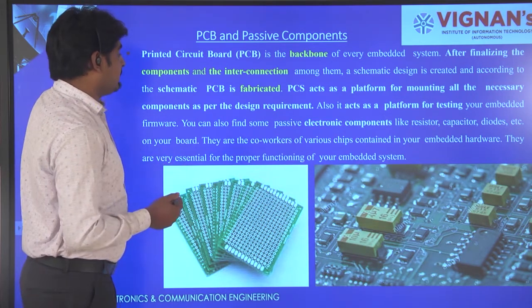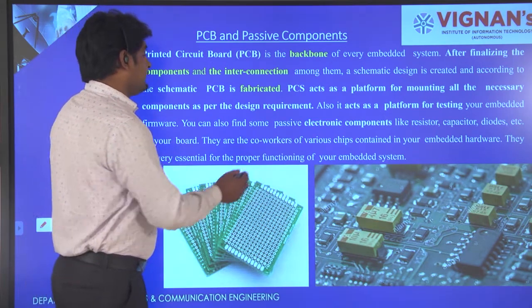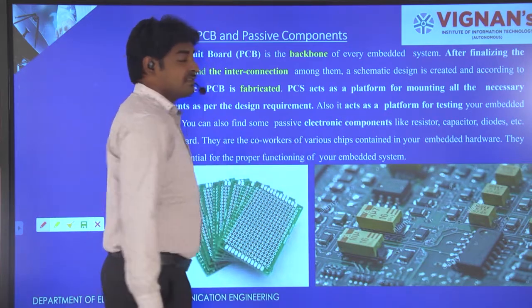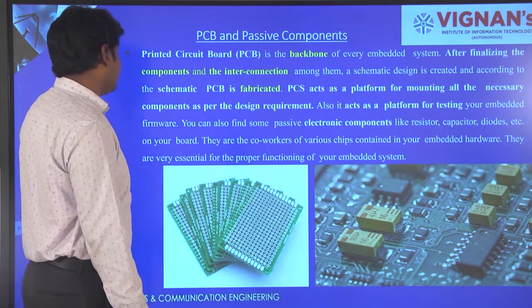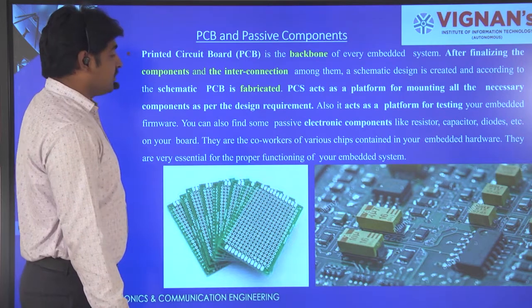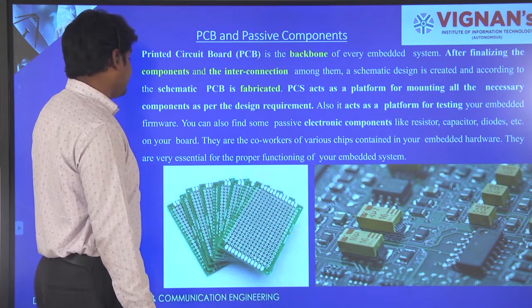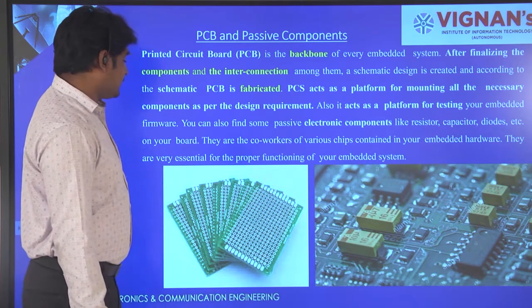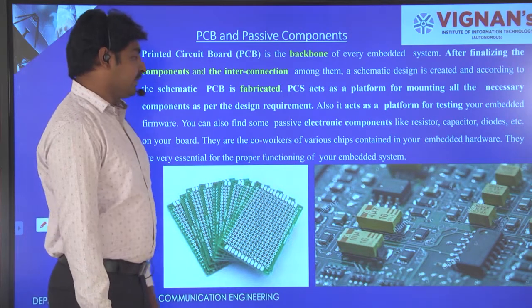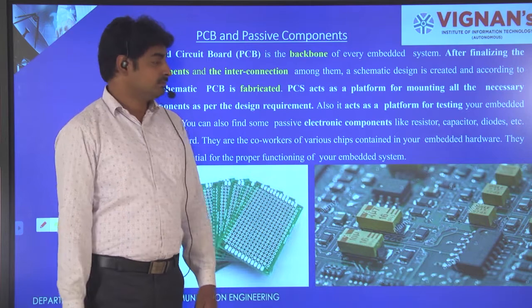And this PCB consists of passive electronic components like resistors, capacitors, diodes, etc. And they are the co-workers of the various chips contained in your embedded hardware. They are very essential for the proper functioning of your embedded system.